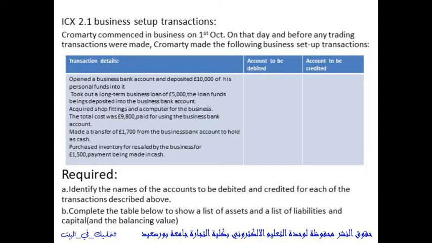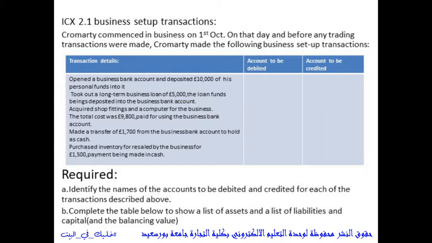Acquired shop fittings and a computer for the business. The total cost was 9,800 sterling pounds, paid for using the business bank account. Made a transfer of 1,700 sterling pounds from the business bank account to hold as cash. Purchased inventory for resale by the business for 1,500 sterling pounds, payment being made in cash.